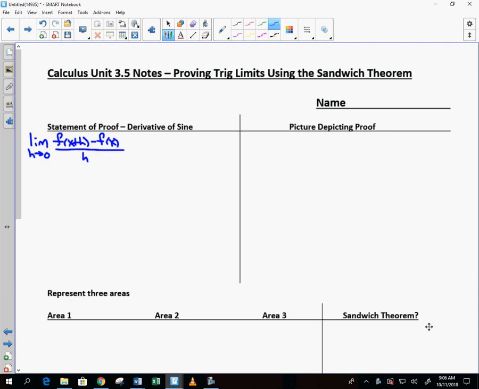This is the rule that we use in order to determine derivatives. And I want to find the derivative of sine. So I'm going to write this as the limit as h goes to 0 of sine of x plus h minus sine of x all over h. Cool. Just got to get the h's to cancel, right?